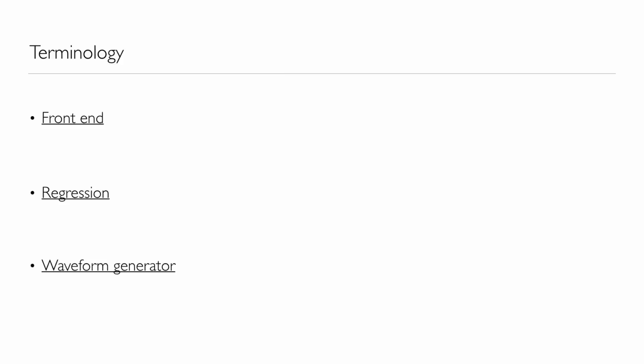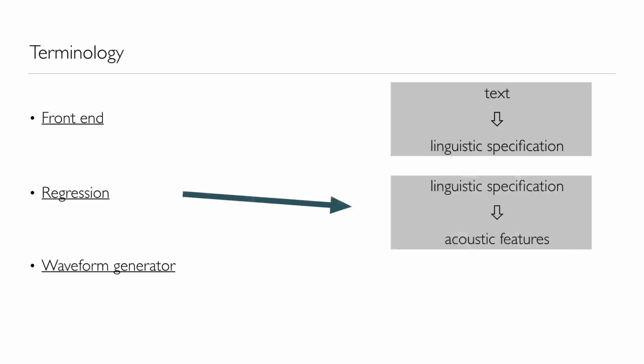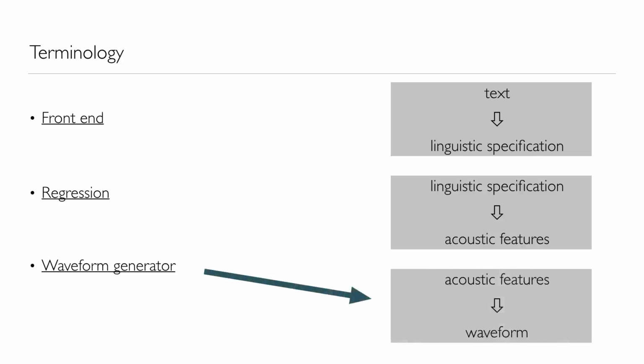So there's a traditional thing called a front end that takes in text in its raw, unnormalized form, does all sorts of things to it, and produces what I'm calling a linguistic specification, which is things like pronunciation and structure. In the middle, we have some sort of regression that takes that linguistic specification, and we'll see we'll need to do some engineering to it to get it in a suitable form, and produces acoustic features from which we can generate a waveform with our waveform generator.